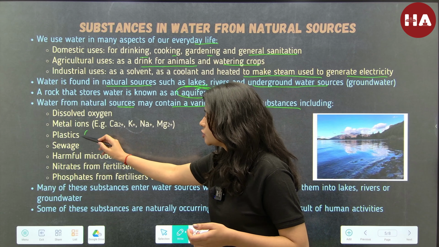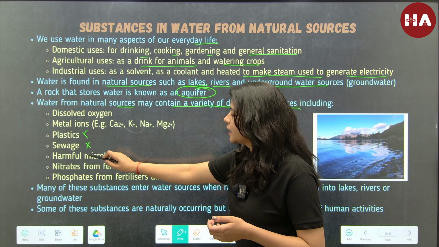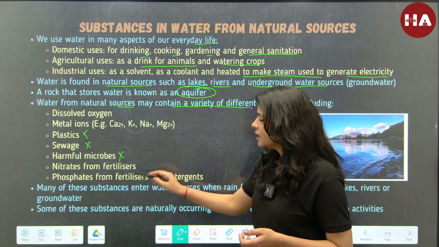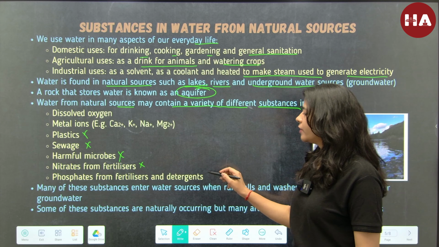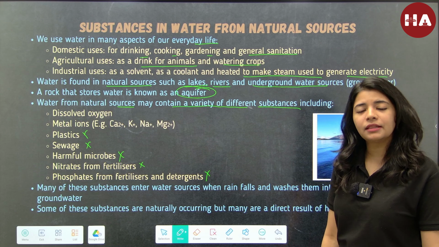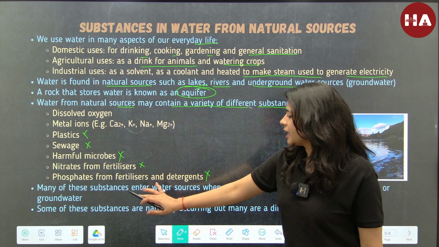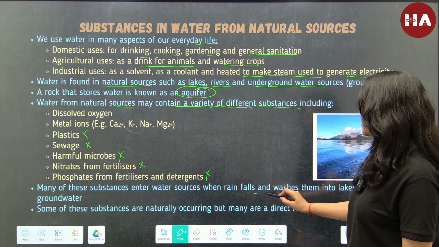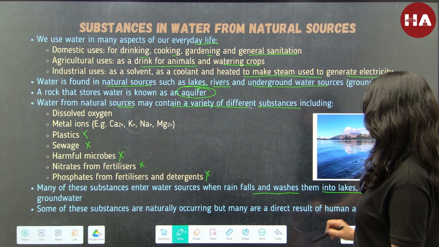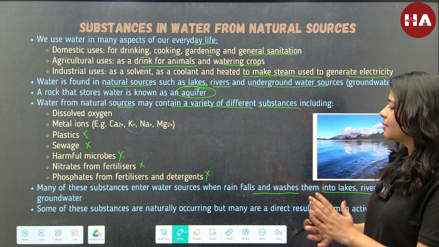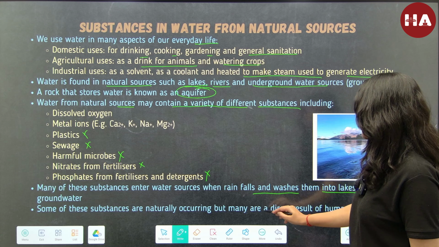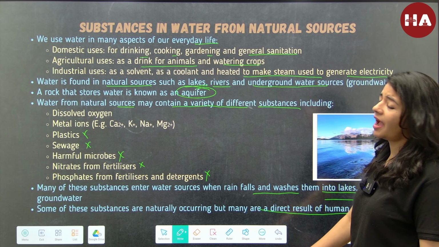Then plastics, which are harmful. Then sewage, which is harmful. Then harmful microbes. Then nitrates and phosphates from fertilizers and detergents. Again, they are very harmful. Many of these substances enter water sources when rain falls and washes them into lakes, rivers, or groundwater. Some of these substances are naturally occurring, but many are a direct result of human activities.